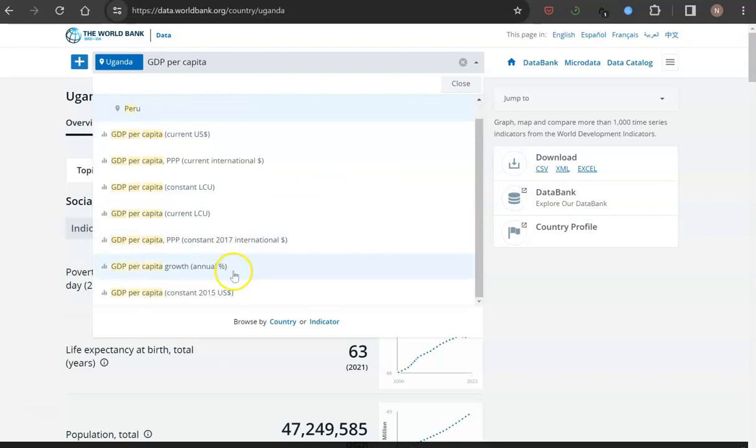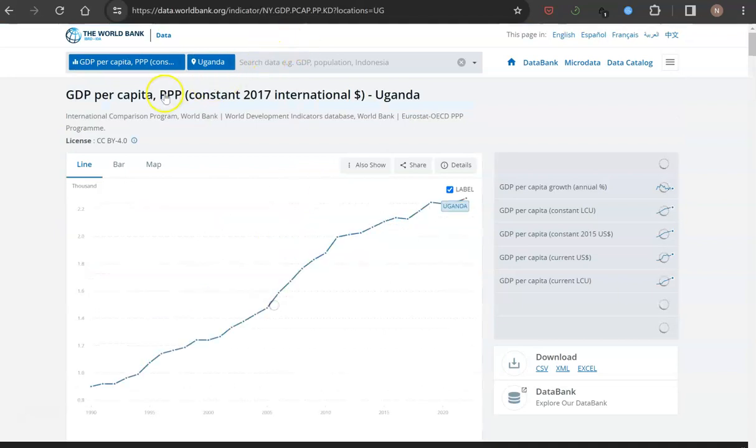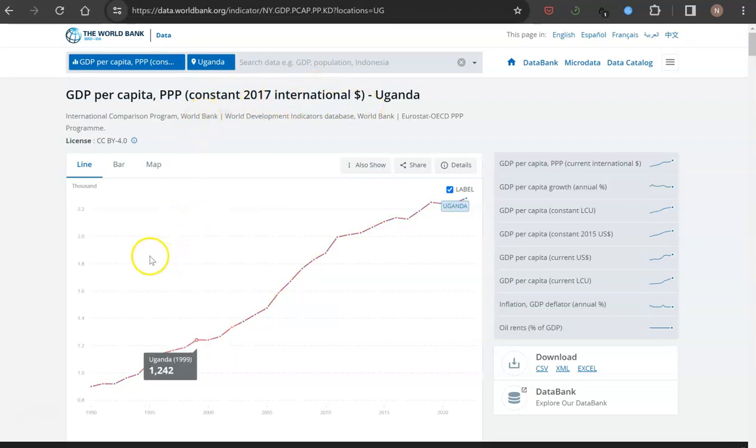But since we're comparing over time, we actually want to use the constant ones. The constant ones are normed at a specific price level, and so they can be compared over periods of time. Whereas if you use the current ones, you end up getting inflation in there as well. So here we go. We definitely want to use this one: GDP per capita, PPP, constant 2007 international dollars. So this is normed. And we see our chart.